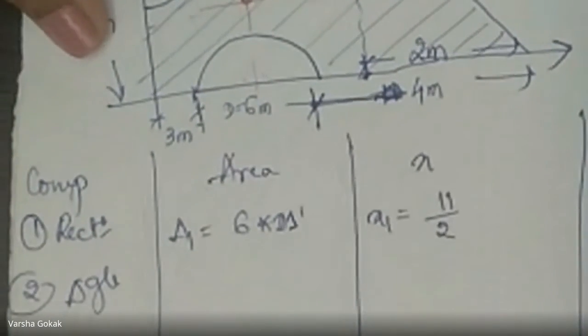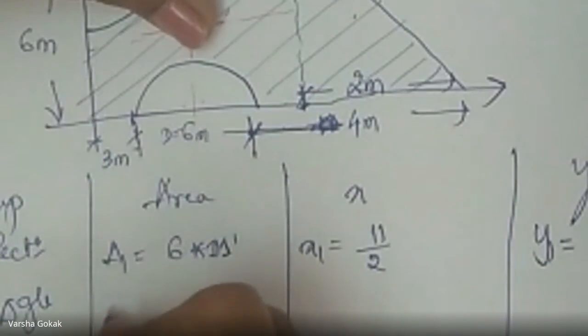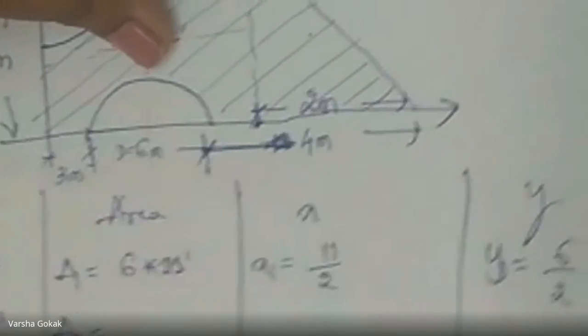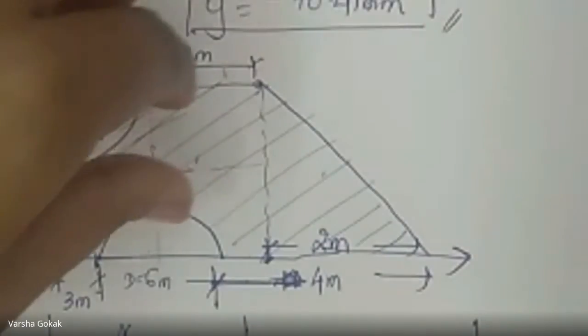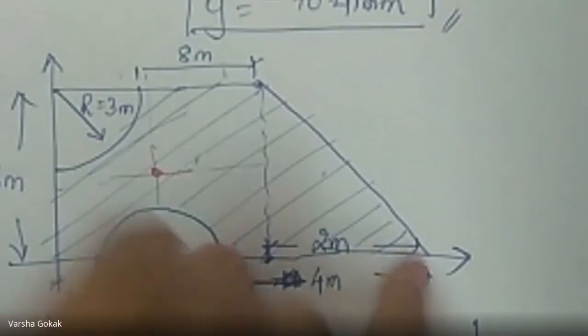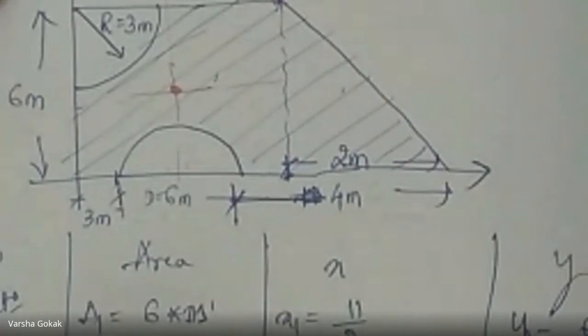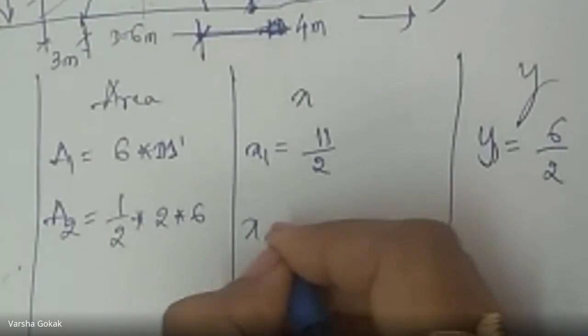Second one, I'll take up a triangle. Deduction, I'll go last, right? So second one, I'll take up a triangle. A2, area of a triangle. Please tell me the area of a triangle. Half into 2 into 6. Yes, half base into height. Half base is 2, height is 6, right? So half base into height is the A2. X2.